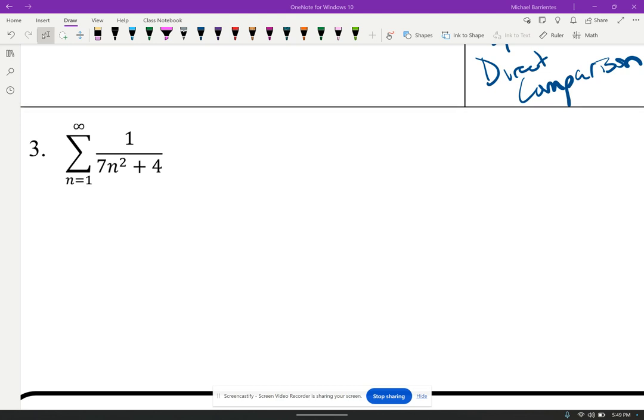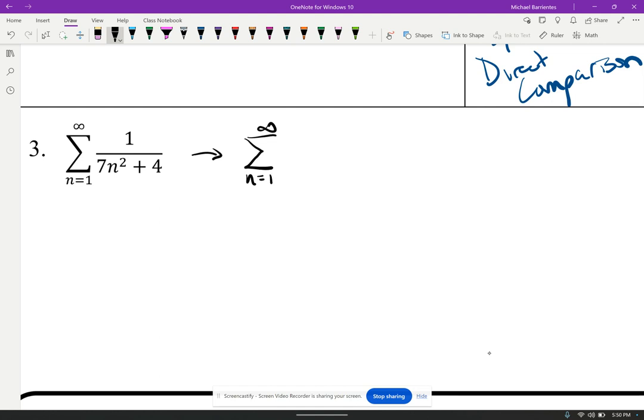We're going to do one more direct comparison test to make sure we understand what the big idea is. And then we're going to go into the partner of direct comparison, which is the limit comparison test. Both of these tests can help us determine convergence or divergence if we have a second series to compare to. So in this setup, I'm going to look for a comparison, a buddy series, if you will.